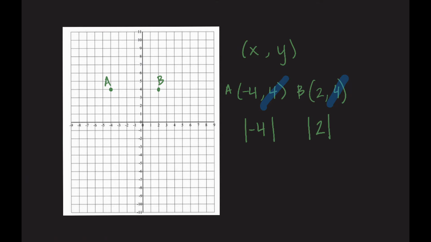Sorry, I'm trying to get the right marker here. Okay, so the absolute value of -4 is 4, and the absolute value of 2 is 2. And 4 plus 2 is 6. Okay, so we found the distance. It's 6 units from A to B. I'm going to go ahead and erase this real quick, and we'll try another one.